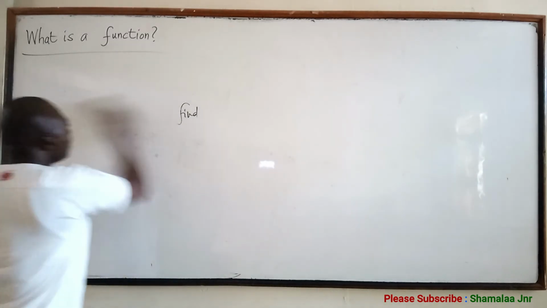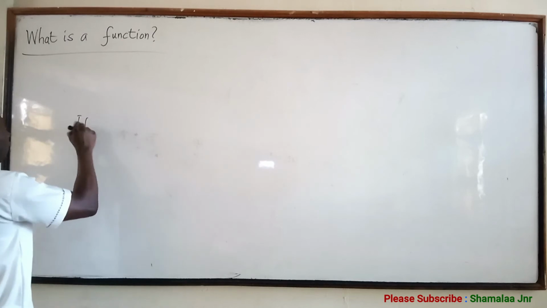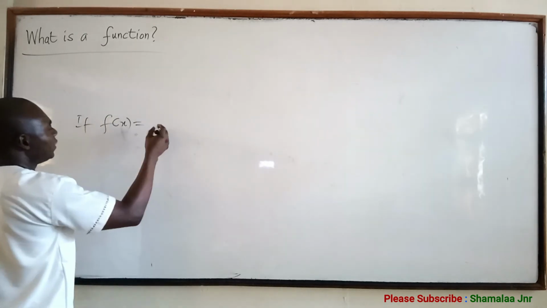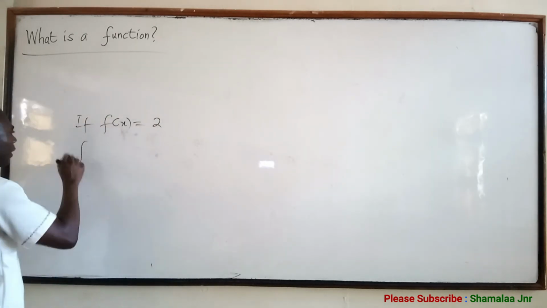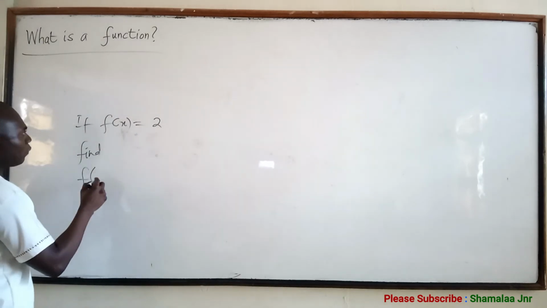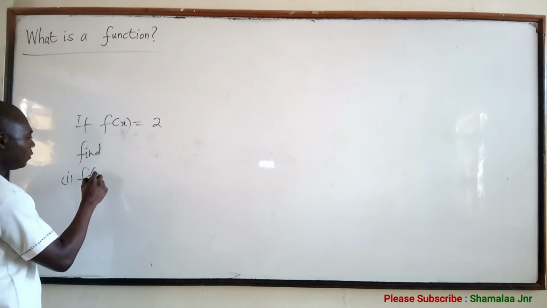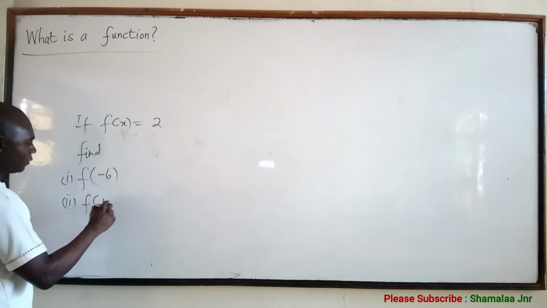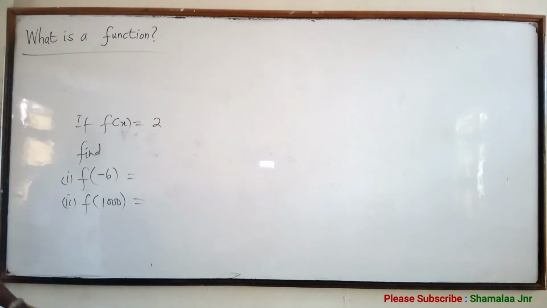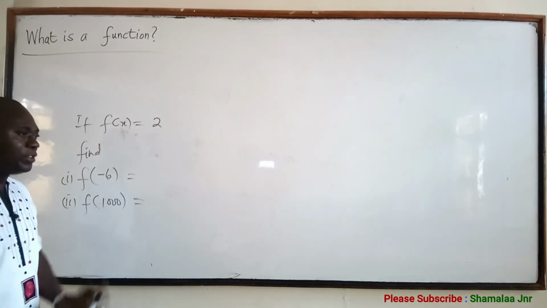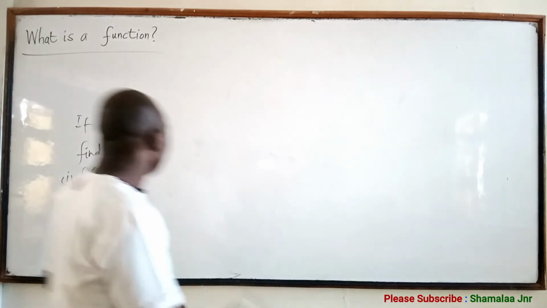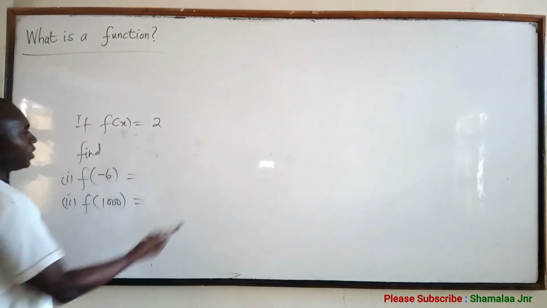Okay. You can also give something like this. You can say if f of x is equal to 2, find (i) f of negative 6, (ii) f of 3000. Now you guys look on the board. f of x is equal to 2. You see that 2 is a constant. So when you have something like this, you call it a constant function. Now, what this means is that this will never change.